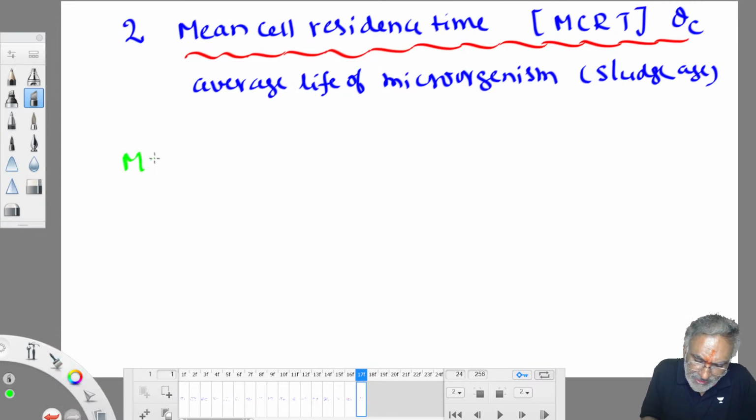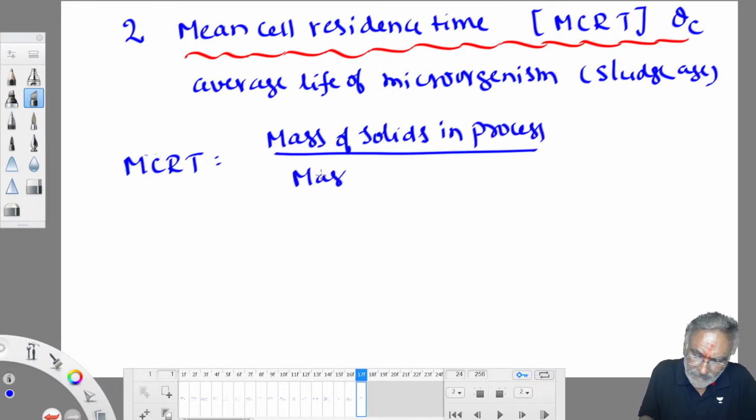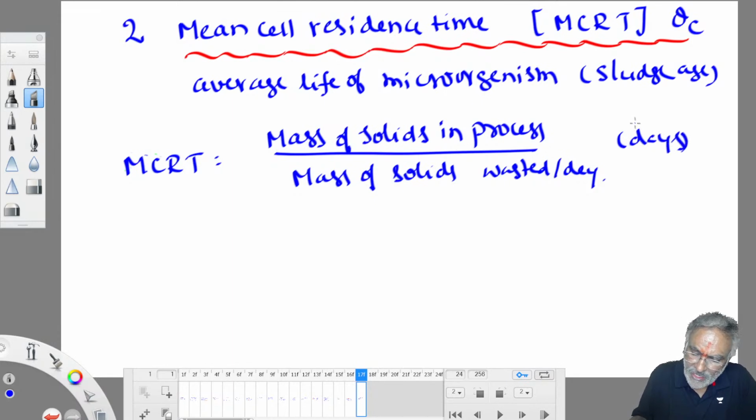Mean cell residence time is defined as the mass of solids in the process to the mass of solids wasted per day. The ratio between the mass of solids in the process to the mass of solids wasted. Process means aeration tank. Wasted per day. It's called mean cell residence time. So you will get the answer in days. Mass gets cancelled, you are left with days.